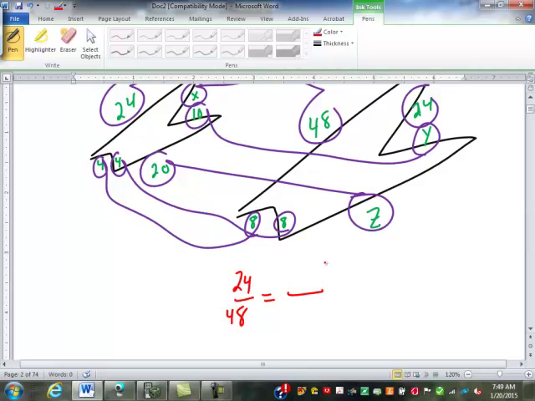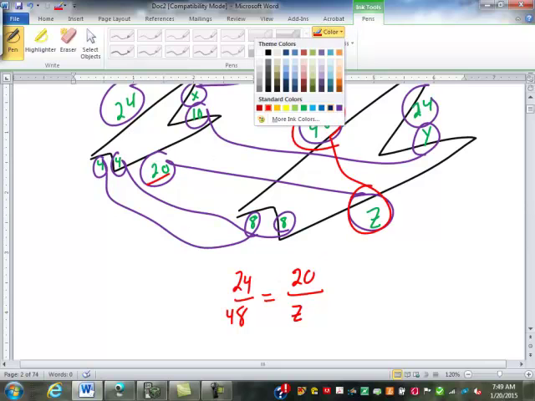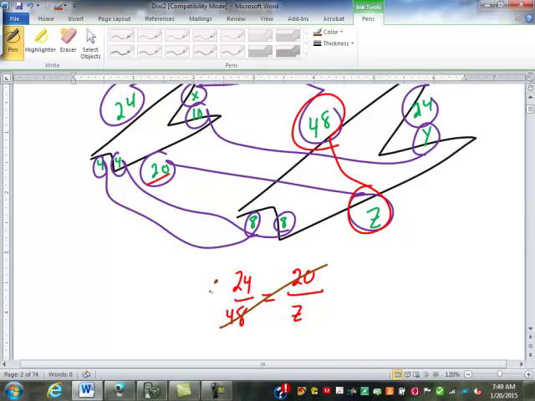So, which variable do we want to solve for first? X, Y, or Z? Somebody said Z. So where's the Z going to go? Z goes on bottom because it's from the same figure as the 48. Now what's going to go on top of the Z? The 20 is the same side from the other figure. We shall cross multiply and divide, and we get that Z is 40.